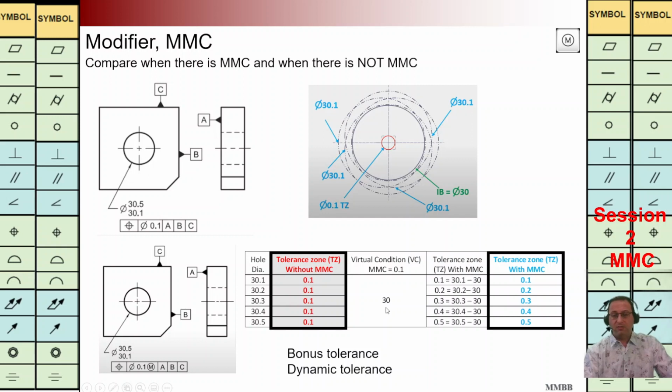And if we compare this virtual condition with the diameter of the hole, we can see the tolerance zone for the center of this hole is not fixed. It's going to change based on the diameter of the hole. Somehow they call it bonus tolerance.